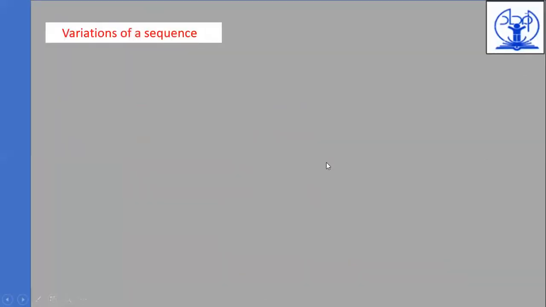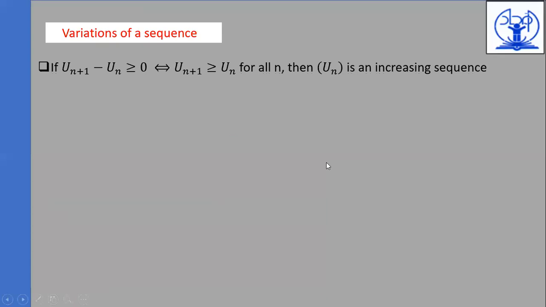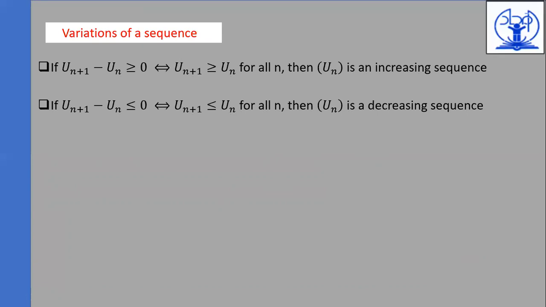So now let me give some formal definition. A sequence un is said to be increasing if and only if un plus 1 minus un is positive for all n. This is equivalent to saying any term un plus 1 is greater than the previous term un. So if this condition is true, then the sequence is said to be increasing. Similarly, the sequence will be decreasing if un plus 1 minus un is negative. That is, each term un plus 1 is less than the previous term un.